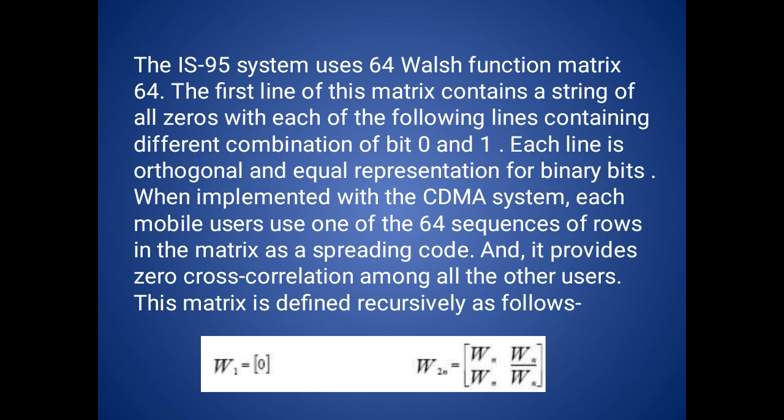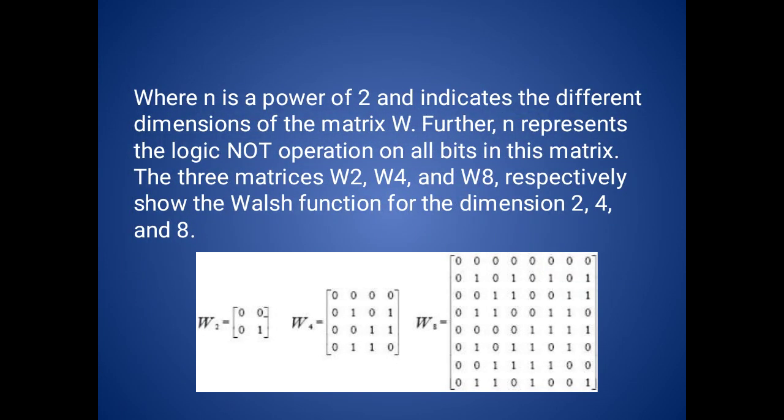Since we are dealing with Walsh codes, he is representing the matrix with the letter W. W1 is equal to 0, a single-element matrix. W2 is equal to some elements represented as omega 1 1, omega 1 2, omega 2 1, omega 2 2. Where n is a power of 2 and indicates different dimensions of the matrix W. Further, the bar represents the logic NOT operation on all the bits in the matrix. The three matrices W2, W4 and W8 respectively show the Walsh function of dimension 2, 4 and 8.